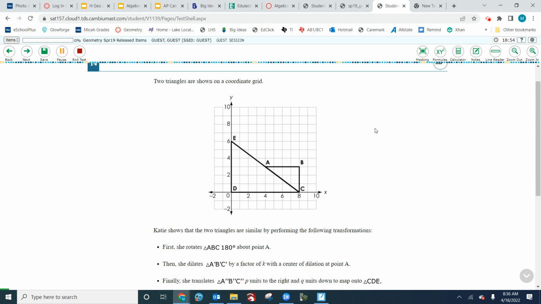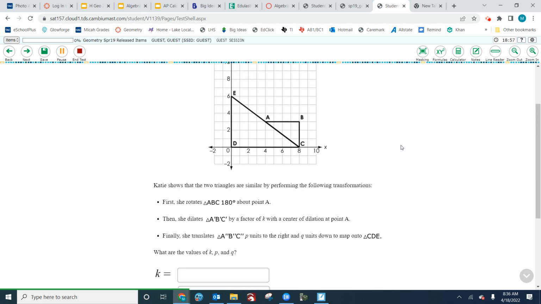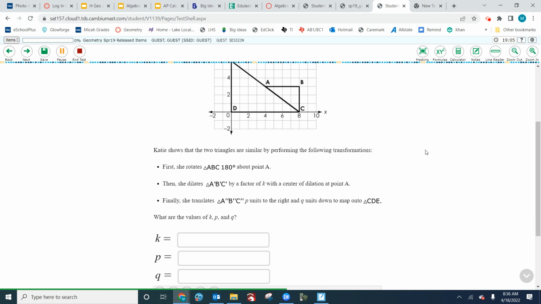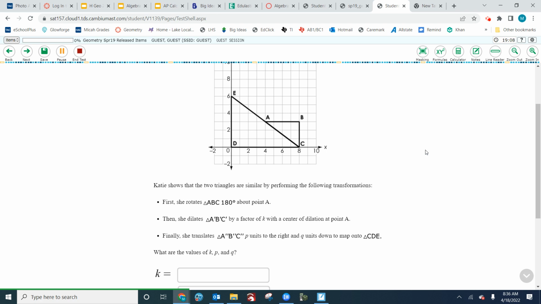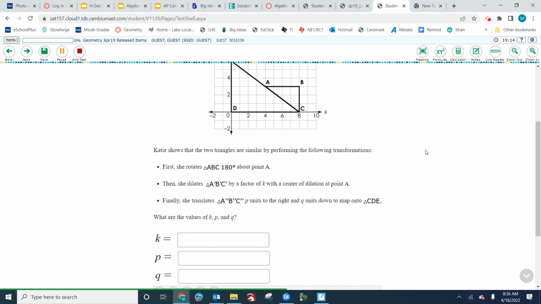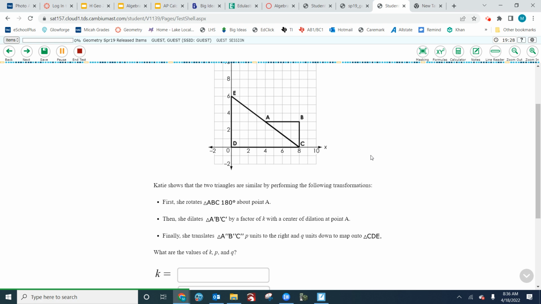All right. We have two triangles up here. Have you guys had time to look at this problem? I forget if we actually did it on Friday or Thursday. I don't think we did it. So take a look at it. How many of you guys have an answer for this one? You'll see a problem similar to this. So you have Katie. Katie's doing a couple of transformations, trying to figure out what the values of K, P, and Q are.